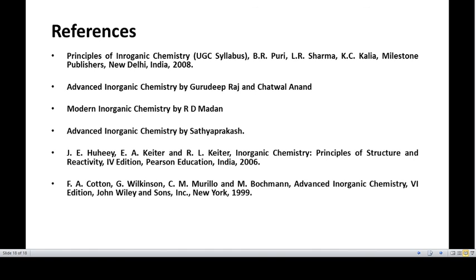And these are some of the references for this session. Principles of Inorganic Chemistry by Puri, Sharma and Kalia; Advanced Inorganic Chemistry by Gurdeep Raj and by Chatwal and Anand; Modern Inorganic Chemistry by R.D. Madan; Advanced Inorganic Chemistry by Satya Prakash; Huheey's Inorganic Chemistry; and Cotton and Wilkinson, that is also for Advanced Inorganic Chemistry. You can go through these textbooks for a detailed study.